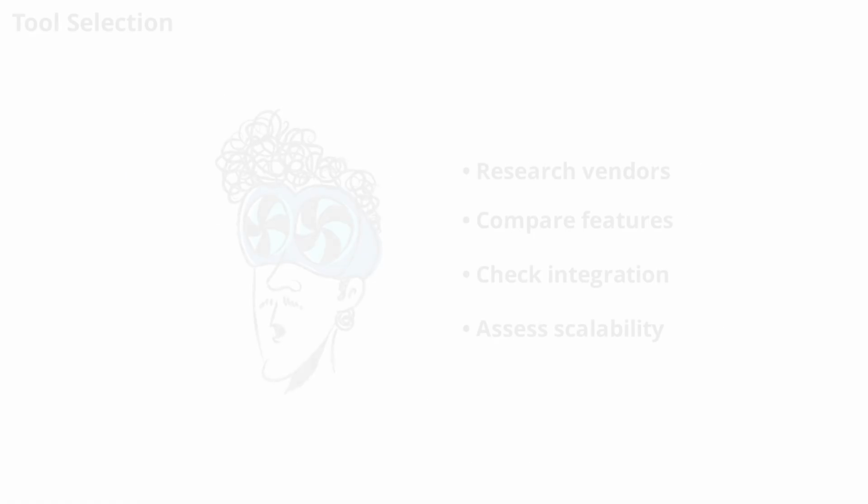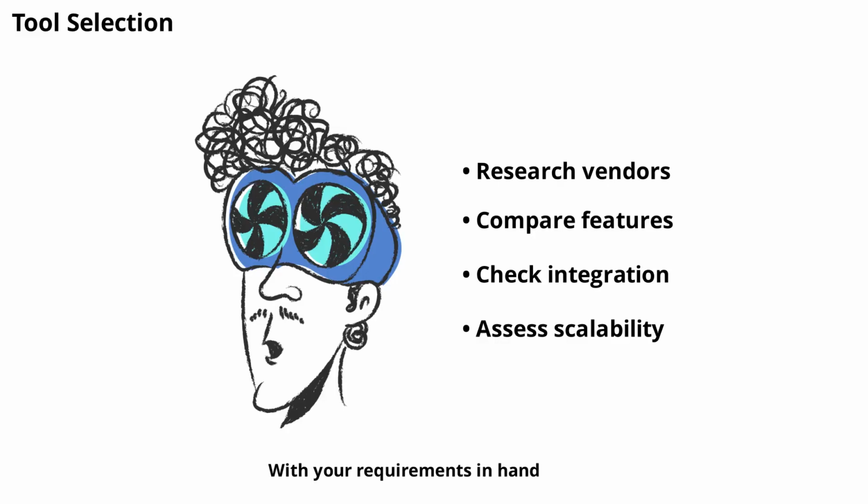With your requirements in hand, you can now evaluate and select the right DLP tools. This process involves researching vendors, conducting demos, and comparing features. You'll want to consider integration capabilities, scalability, and support. Tool selection typically takes 3 to 6 weeks, depending on the number of options and internal approval processes. Choosing the right tool is a pivotal step, as it directly impacts your DLP program's effectiveness and future scalability.